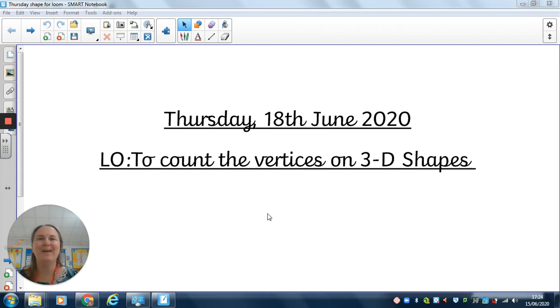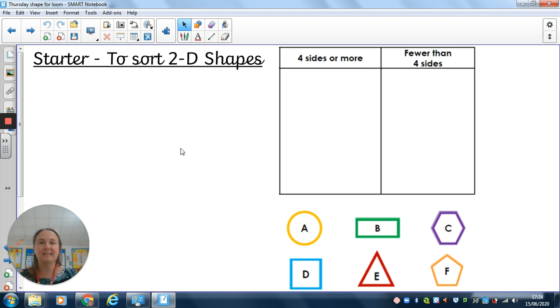Hello again, Year 2, and welcome to today's maths lesson. Today we're going to be counting the vertices on 3D shapes. But before we do that, let's do a little warm-up. So our starter today, we're going to be sorting 2D shapes.